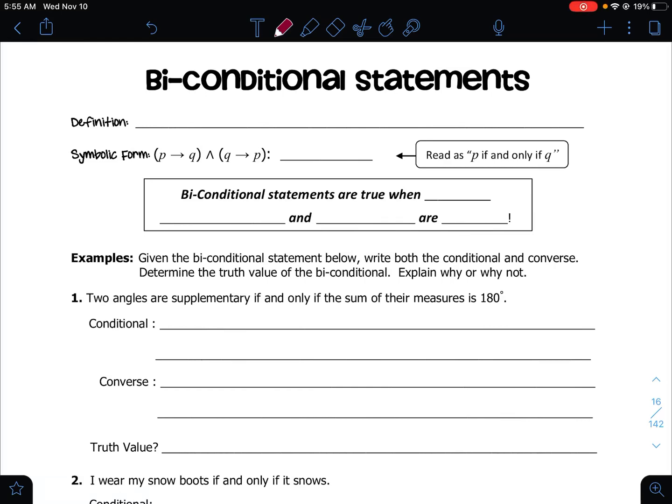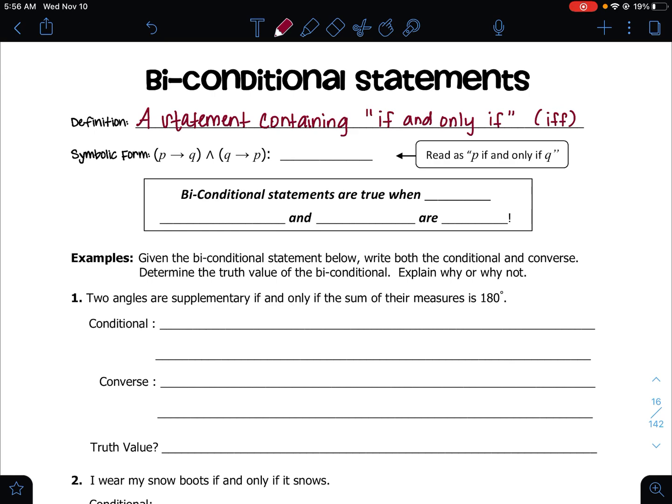Biconditional statements. Okay, all right, so a biconditional statement is a statement containing the phrase if and only if. And don't forget the short version of that is IFF.